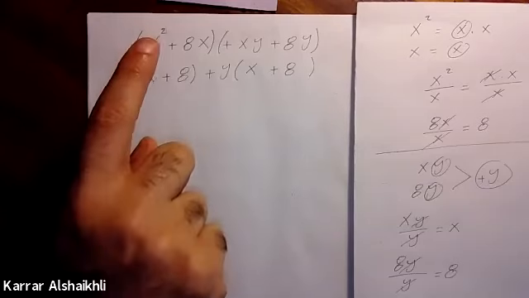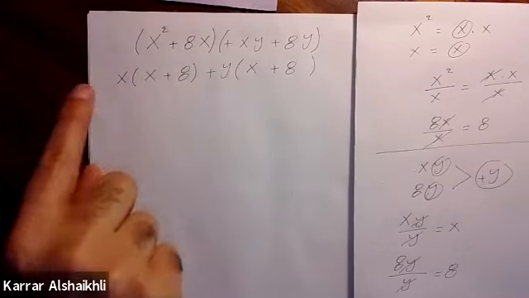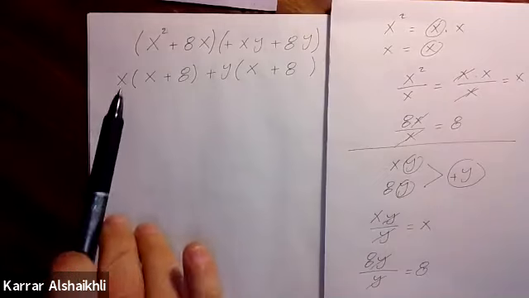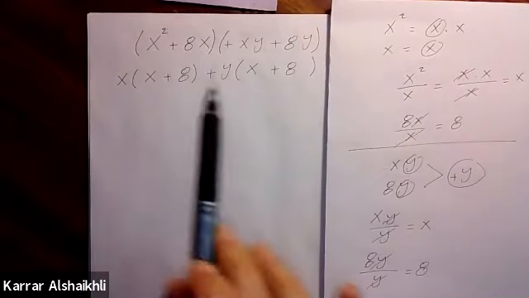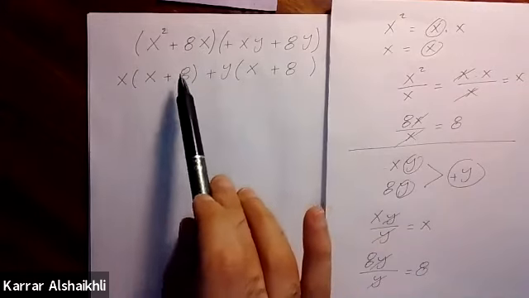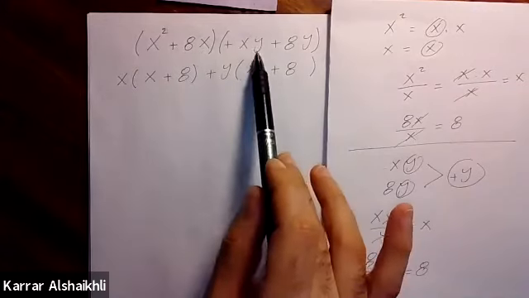So x squared divided by x, you see? The leftover here is going to be x. Then you're going to divide 8x by x. How much is it going to be? 8. We're done with this part. We're going to go to the second part.